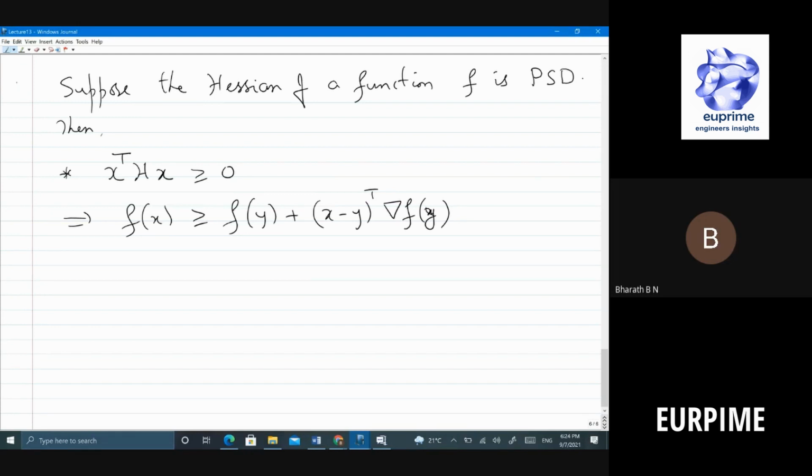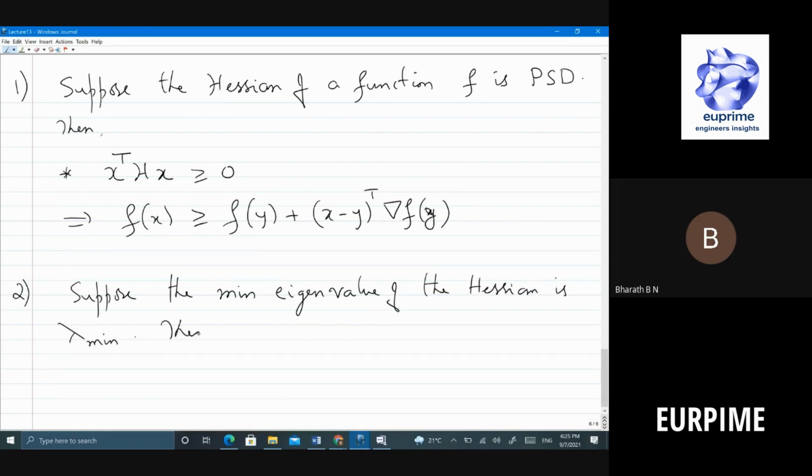This is one observation. So suppose the minimum eigenvalue of the Hessian is lambda min. Then of course lambda min is greater than 0. That means it has non-zero eigenvalues, strictly positive, right? So then what can you say about this thing, x transpose Hx? In fact, H is H star also, right?